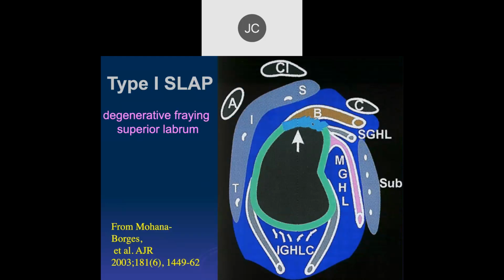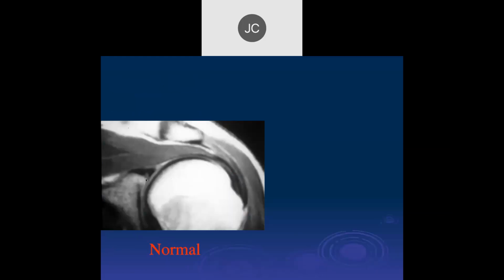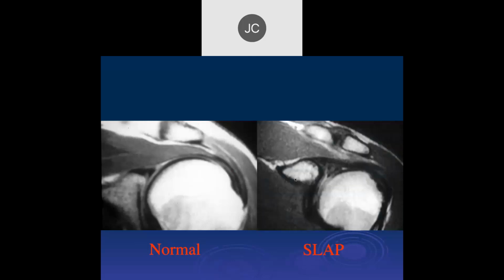Type 1 is fraying of the superior labrum. It can be associated with the biceps anchor insertion, but the biceps anchor insertion is still intact. So it's just fraying up there. Here's normal. We see a little bit of recess there, a nice black superior labrum, nice black biceps anchor. And here's a type 1 SLAP tear. See a lot of increased signal intensity. Most of the normal superior recesses have a nice curved appearance where they go out around with the articular cartilage.